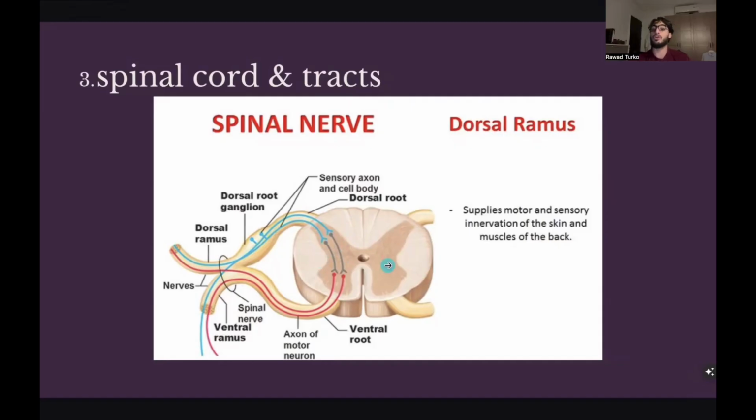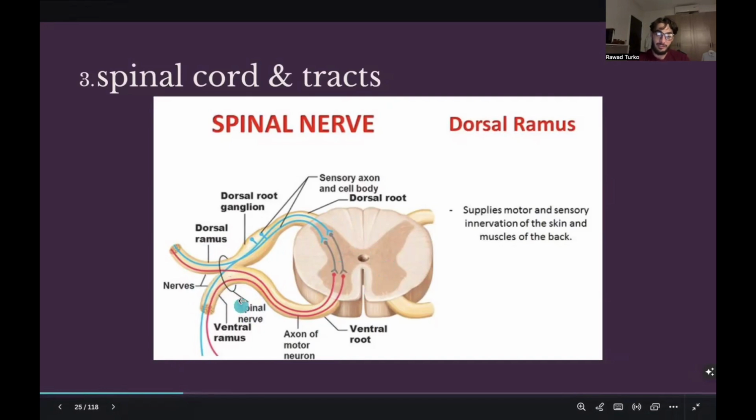The ventral root is the motor part of the spinal cord. That's where you have your lower motor neurons exiting at the anterior gray horn. Once these nerves exit out of the anterior gray horn, they mix. So here you have this spinal nerve exiting out of the spinal cord, and it's going to be mixed: it has a motor component and a sensory component, as you can see here.